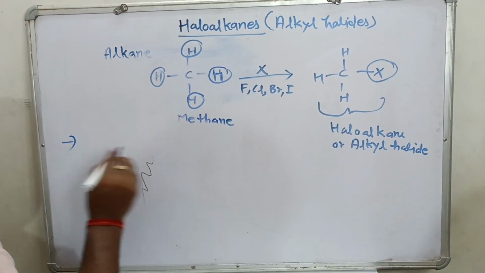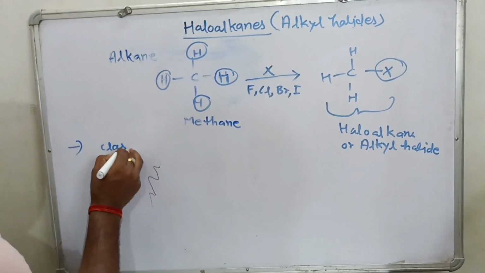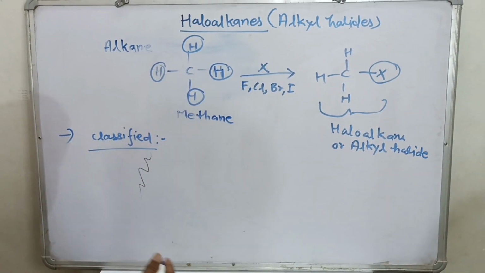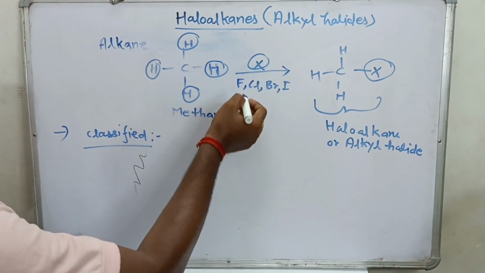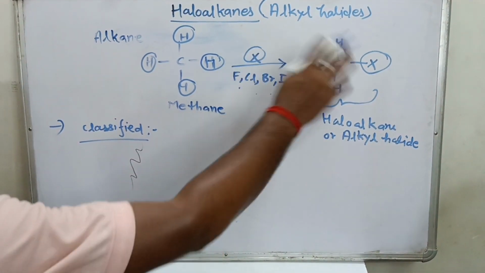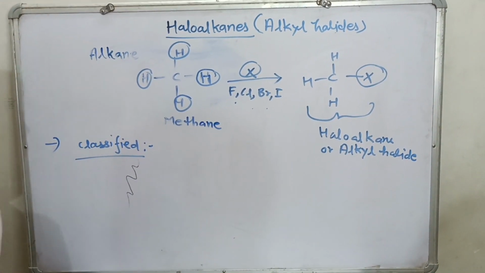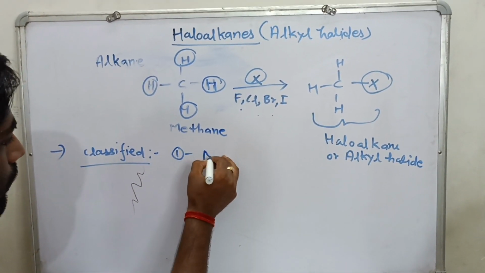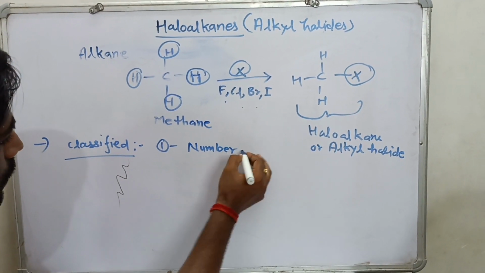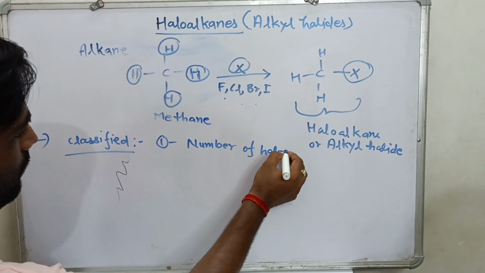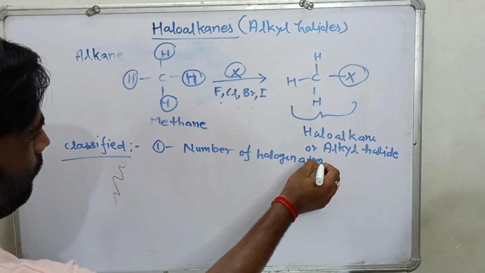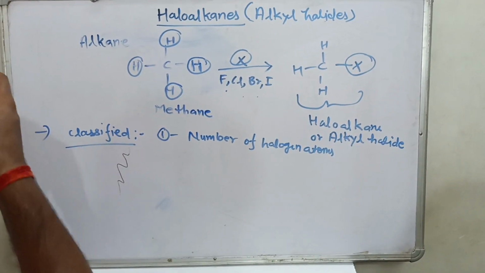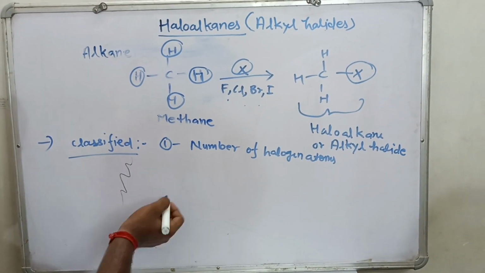So now alkyl halide or haloalkane can be classified. This is the simplest one, that one or more hydrogen atoms can be replaced or substituted by halogen atoms, that is fluorine, chlorine, bromine, iodine, and the resultant product is well known as haloalkane or alkyl halide. So now coming to the classification. The first classification is based on the number of halogen atoms. So now first I am explaining the classification based on the number of halogen atoms.